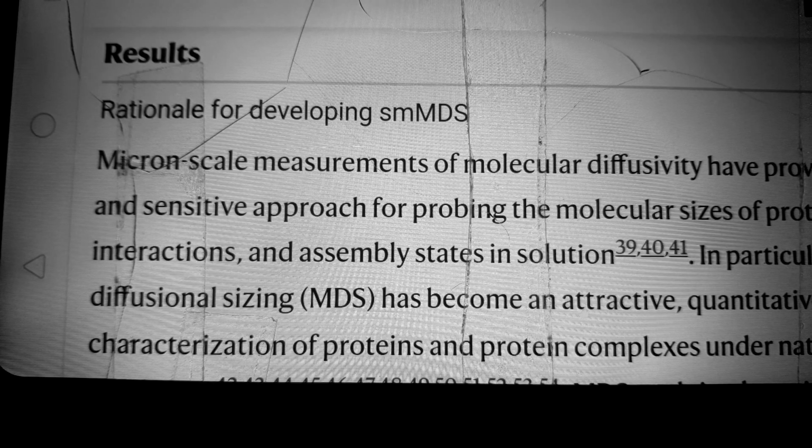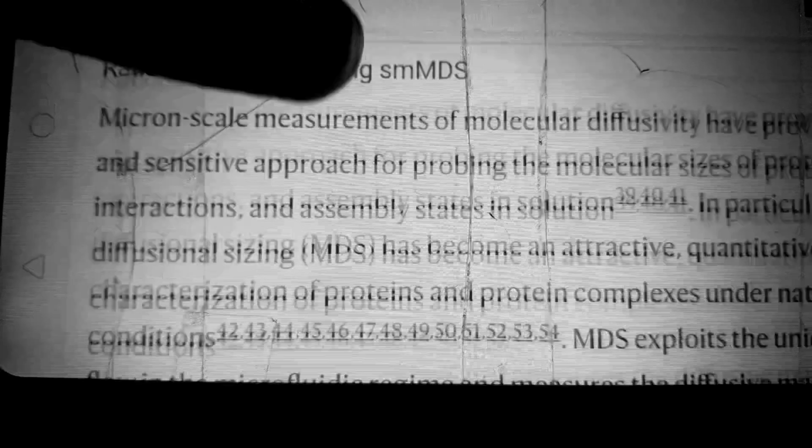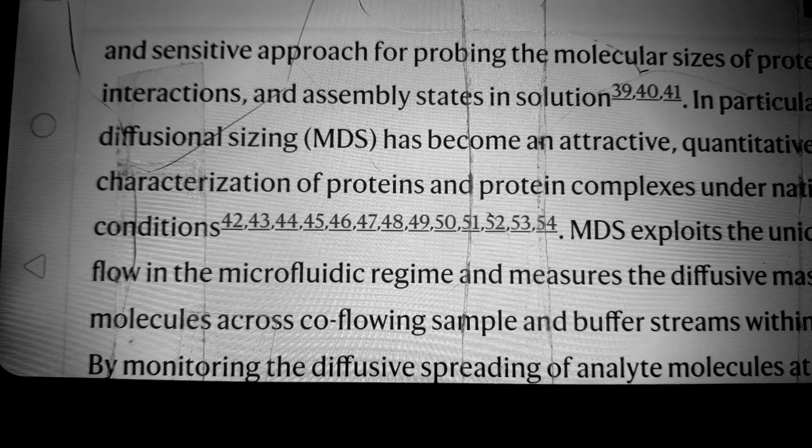The results will be the rationale for developing SMMDs. Micron-scale measurements of molecular diffusivity have proven to be a versatile and sensitive approach for probing the molecular sizes of proteins, the interactions and assembly states in solutions. In particular, microfluidic diffusional sizing has become an attractive quantitative method for characterization of proteins and protein complexes under native solution conditions.